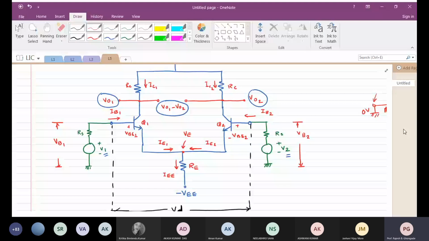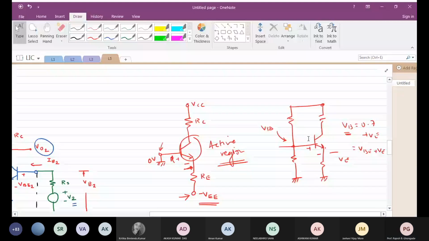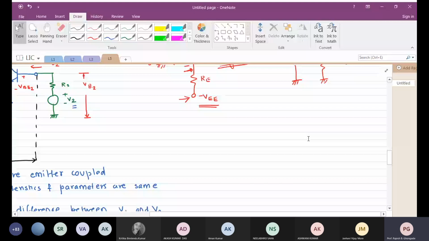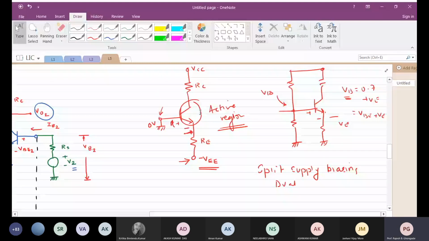In EDA, while studying the biasing circuits, I had introduced one additional biasing arrangement, which we called split supply biasing, or the dual supply biasing, or the dual polarity biasing. This is exactly the same. This is the same thing. So we need not use R1 and R2, the biasing resistors, for biasing this particular transistor configuration.